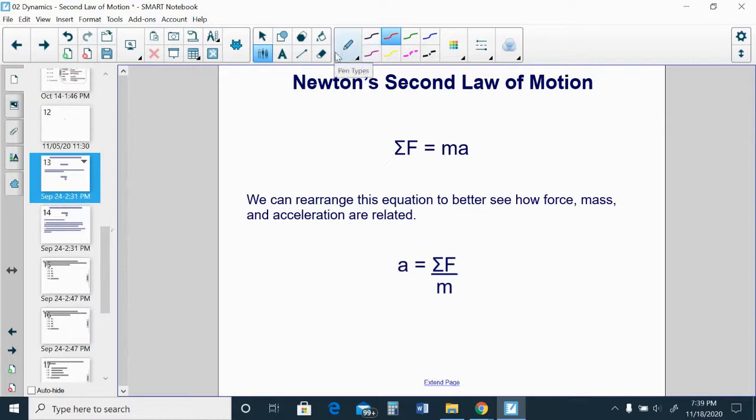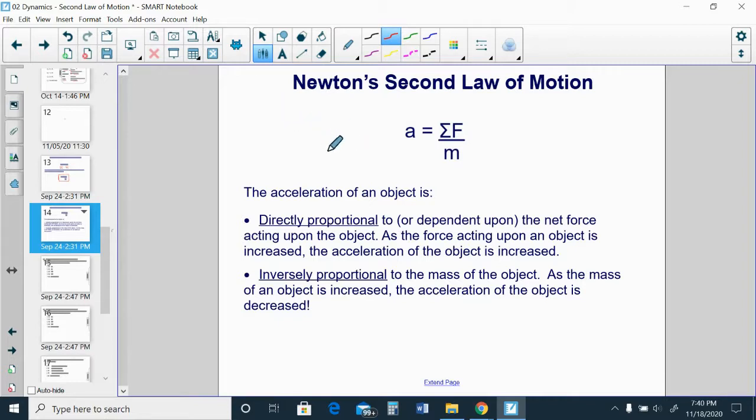Now, what you noticed in the problem there is that you can rearrange the equation to better see how force, mass, and acceleration are related. So remember, by dividing mass from both sides, you can make the equation equal to acceleration. So acceleration is equal to net force divided by mass. What this means is that the acceleration of an object is directly proportional to, or dependent upon, the net force acting upon the object. As the force acting upon an object is increased, the acceleration of the object is increased.